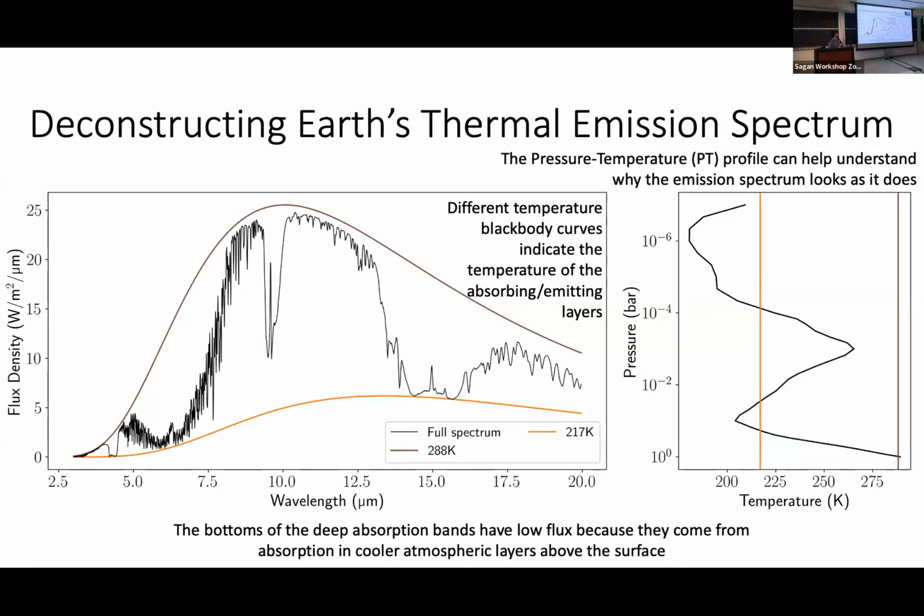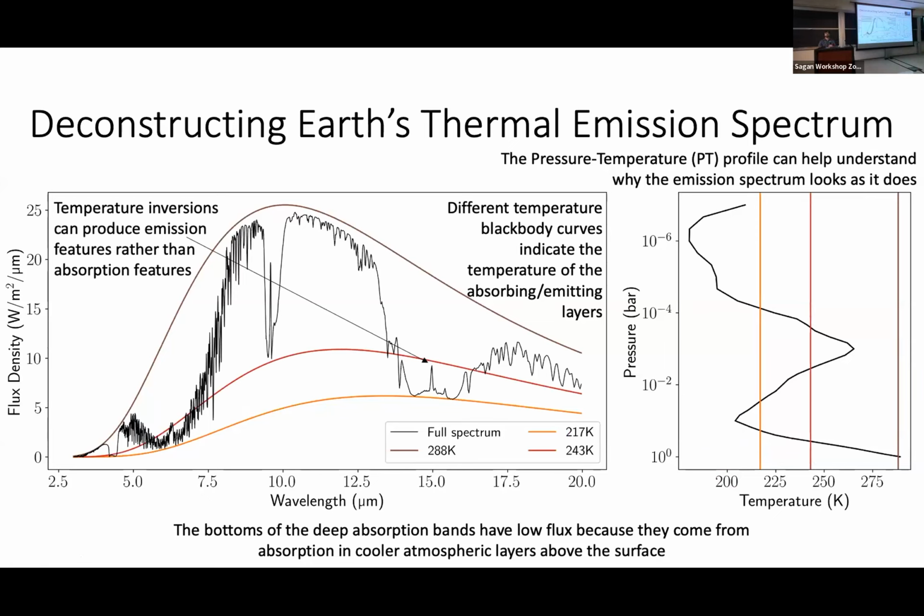If we take a look at an intermediate temperature that skims the bottom of this ozone band, we see that it's coming from roughly the stratosphere. And that makes sense because ozone is concentrated in the stratosphere. So in this way, the emission spectrum is directly giving us a sense of the pressure temperature profile of the planet just by looking at the spectrum.